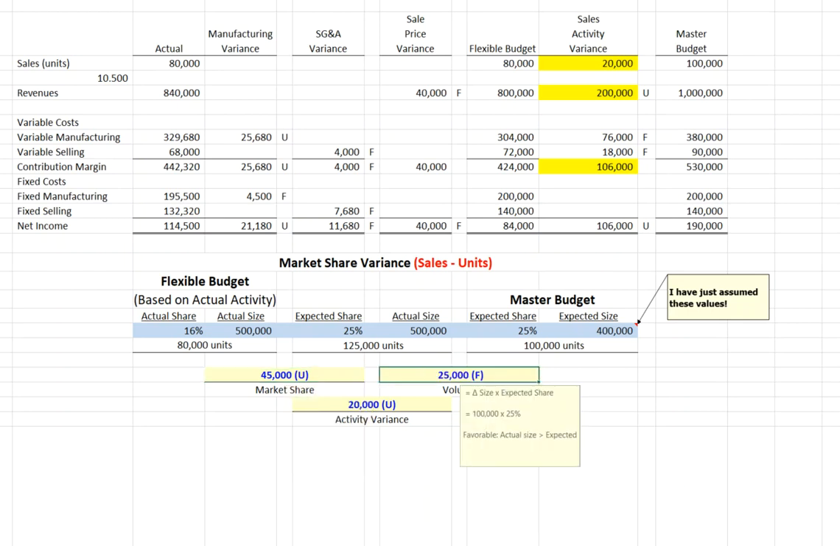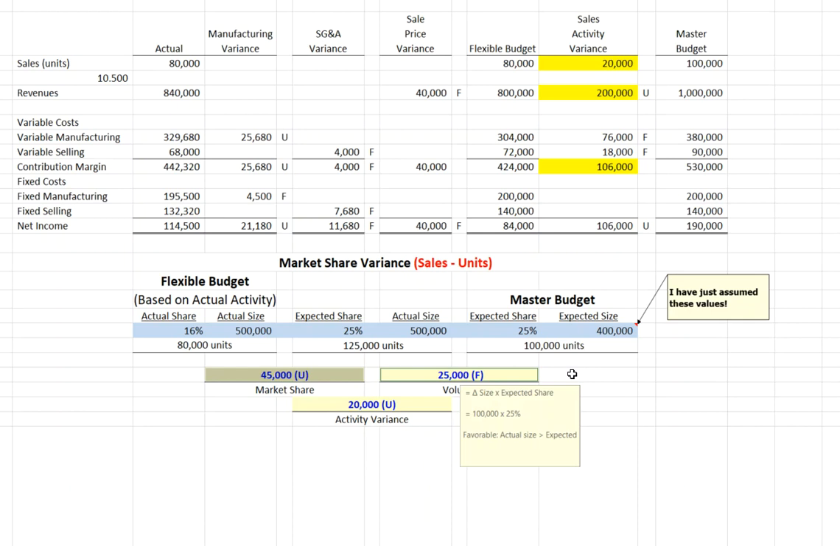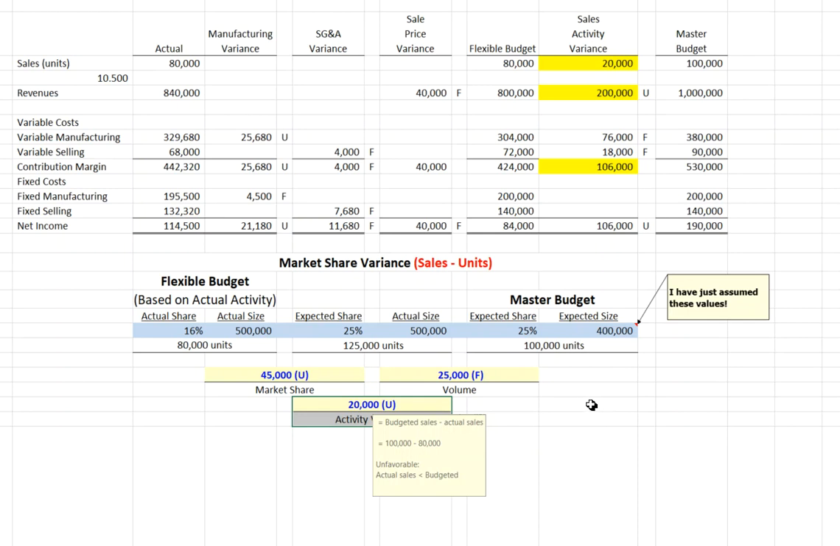The volume variance is 25,000 favorable. And that's the overall 100,000 unit increase in the overall market size. Again, we had expected the industry volume to be 400,000. It turned out it was 500,000. So a 100,000 unit difference, and our share of that we expected to be 25%. And of course, we notice our 45,000 unfavorable market share variance and a 25,000 favorable volume variance sum up to our overall activity variance, which was 20,000 units unfavorable.